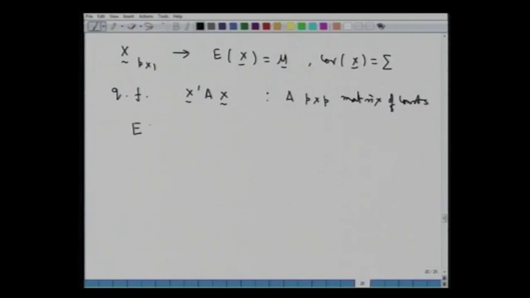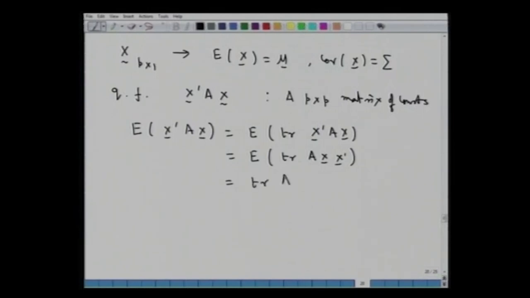Then, we want the expectation of this quadratic form x prime A x. This can be obtained in the following way. Note that this is a scalar quantity, so we can write it as the expectation of the trace of x transpose A x. We can use the result that trace of AB equals trace of BA. So, we can write this as the trace of A x x transpose. We can now take the expectation operator inside the trace, so this would be the trace of A times expectation of x x transpose. Let me give this equation number 1.